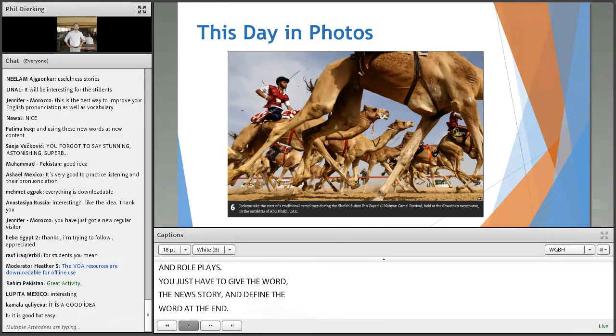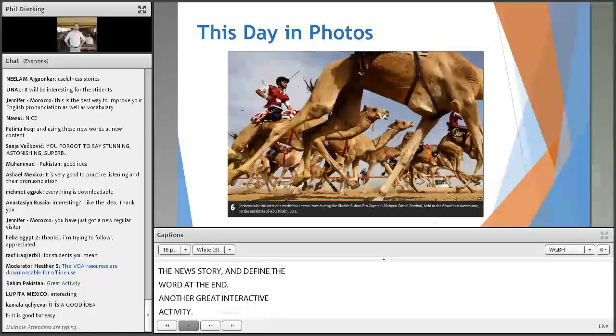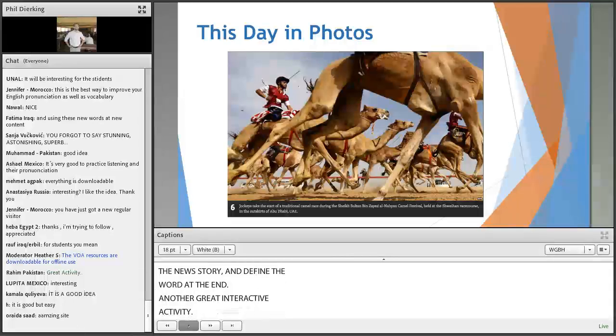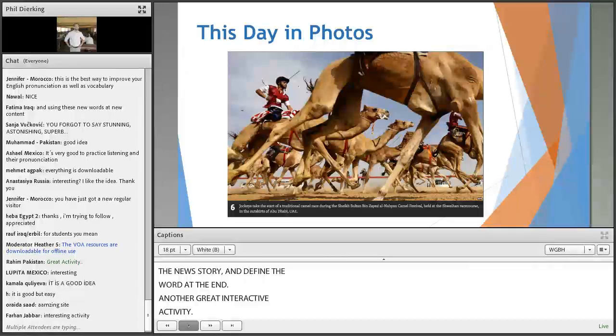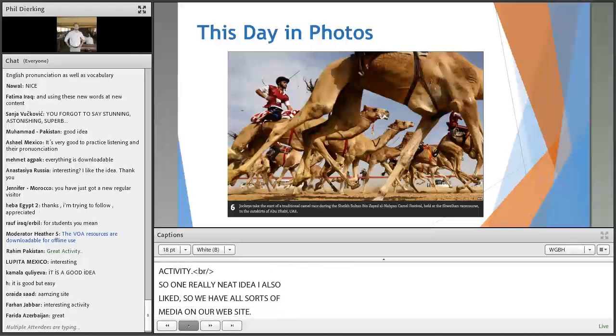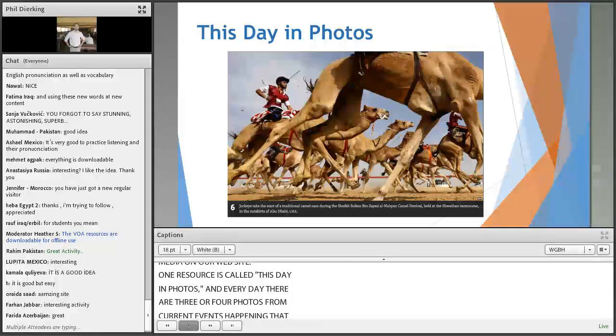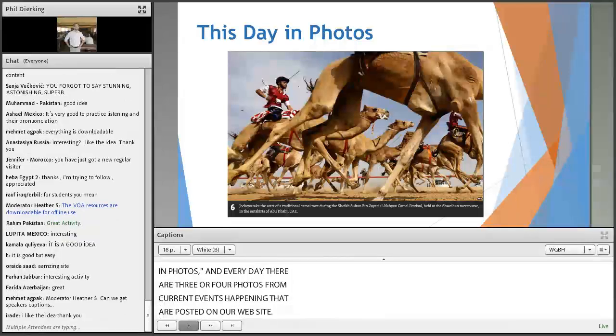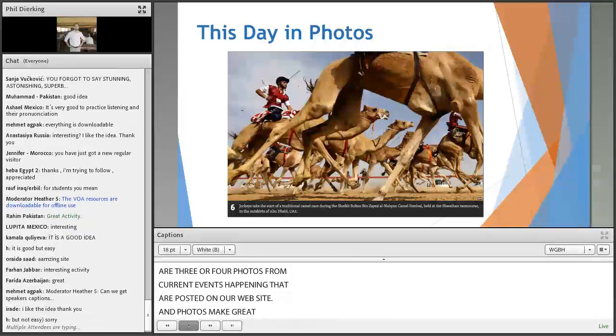So one really neat idea that I also liked: we have all sorts of media on our website, and one resource is called This Day in Photos. Every day there are about 3 to 4 photos from current events posted on our website. And photos make great, interesting activities.